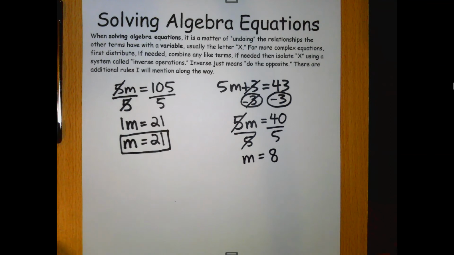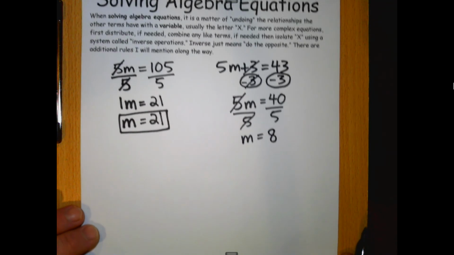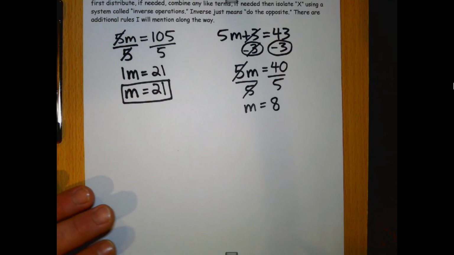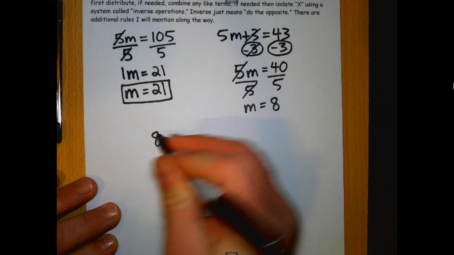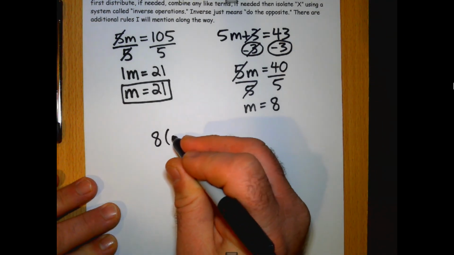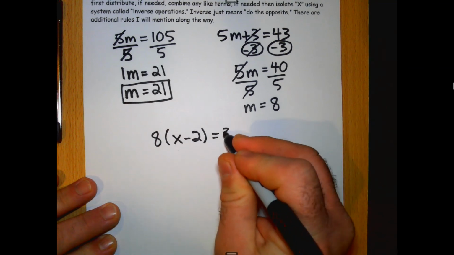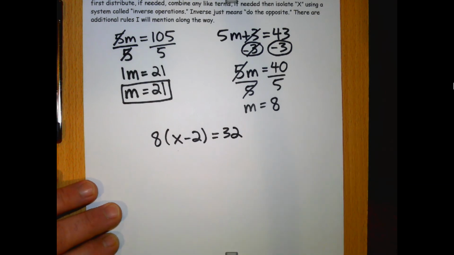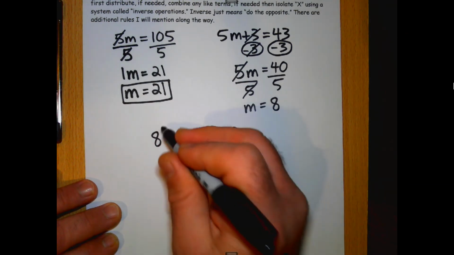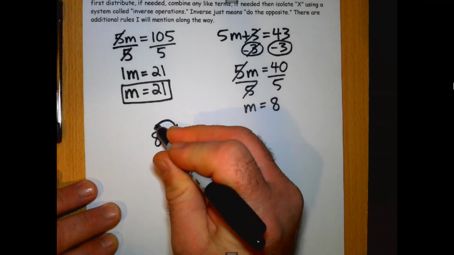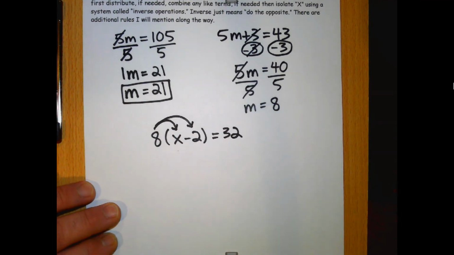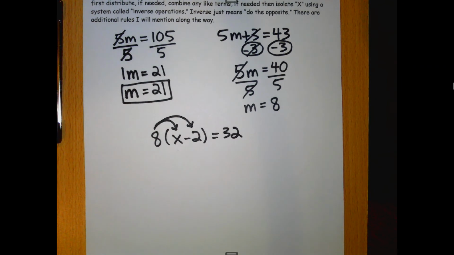Now the next problem involves distribution. So I'm going to go ahead and go for it. I'm just going to try to demonstrate how I would solve this problem. So 8 times the grouping x minus 2 equals 32. Just remember D.C.I. The D stands for distribute. Before I get into the inverse operations, the adding to both sides or dividing both sides, I'm going to check if I need to distribute. And in this case, I would. There's another method to solve it, but we're just going to do this one for now.